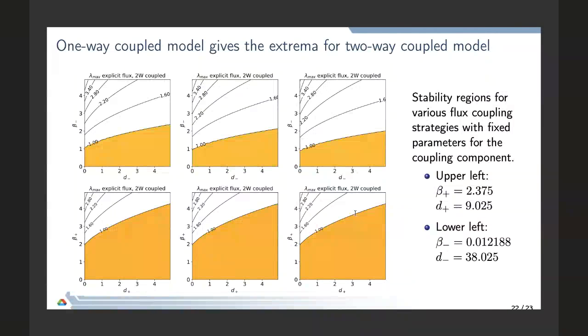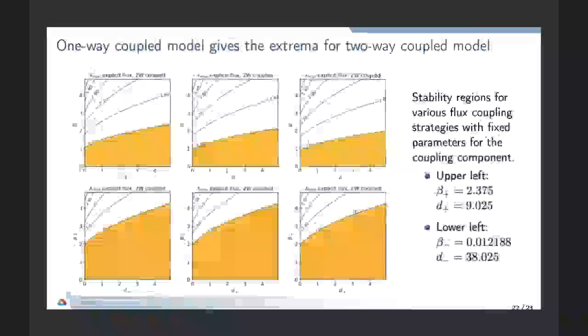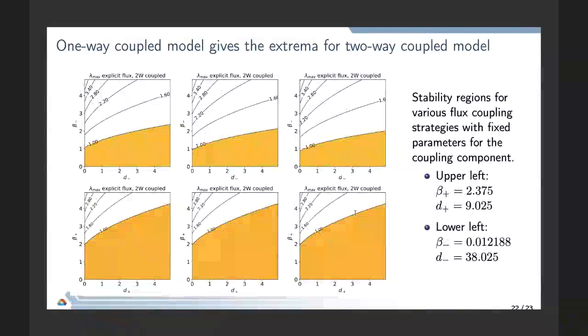This tells us that the one-way coupled model gives a very accurate approximation to the stability results of the two-way coupled model, but only for the atmosphere. It's not a good approximation for the ocean model. For the reason, we actually have a theoretical proof in the paper. Because of the limited time, I will not go into the details.